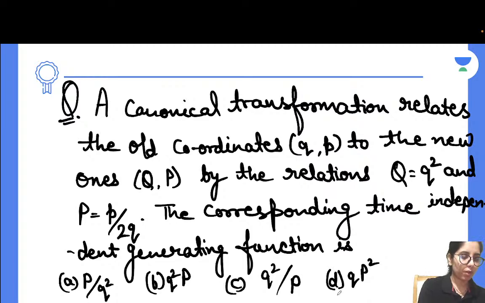Mention it, guys, whatever is the right answer according to you. Very good, Anjana. But I will tell you the steps and what you have to do to get the answer or whether it is correct or not. So actually they have given you the relation between the old and the new set of coordinates. Other than that, they are asking you to find the generating function.